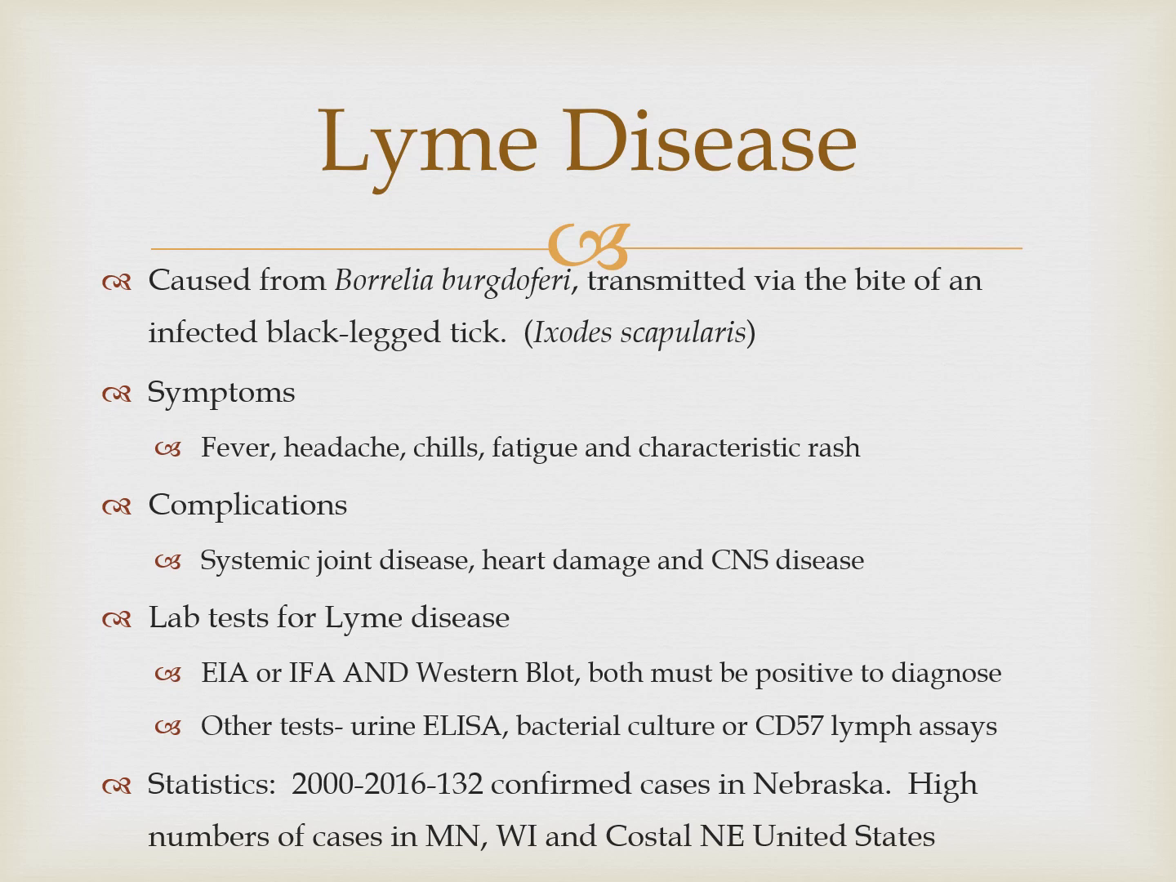Okay, you have to have both the Western blot and an indirect fluorescent antibody test. Both of those have to be positive in order to diagnose Lyme disease. Now, other tests would be urine ELISA, bacterial culture, or lymphocyte assays. The CD57 cells, that's a marker to indicate our people might have Lyme disease.